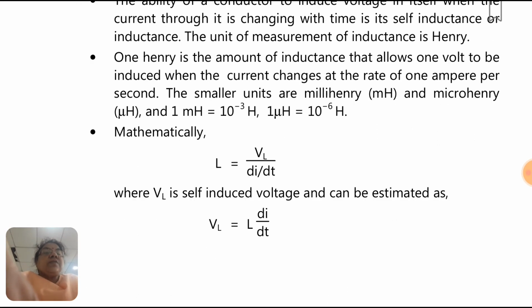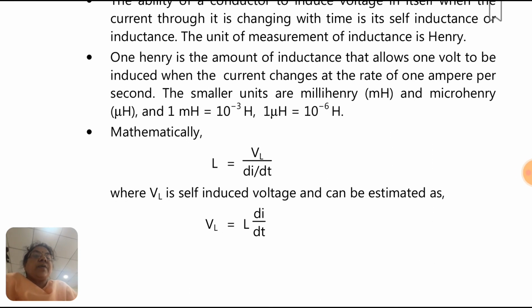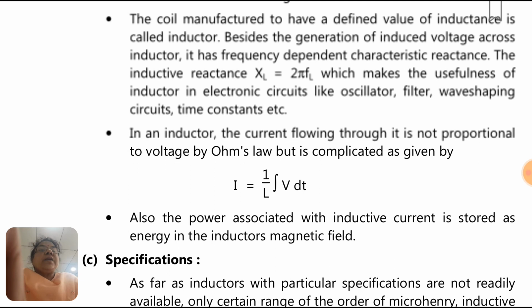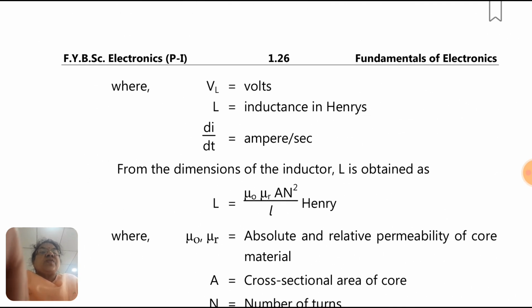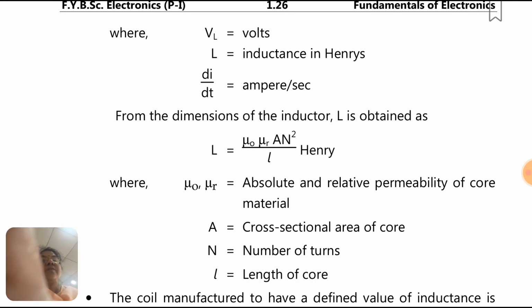So mathematically L is VL upon di by dt, where VL is the self-induced voltage and can be estimated as VL equals L di by dt. Here VL is in volts, L is inductance in Henry, and di by dt is in ampere per second. From the dimensions of the inductor, L is obtained by mu 0 mu r A n square upon l. So what are mu 0 and mu r? They are the absolute and relative permeability of the material. A is the cross section of the core, n is the number of turns and l is the length of the core.